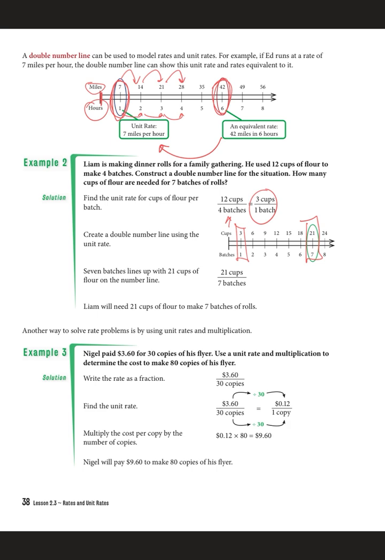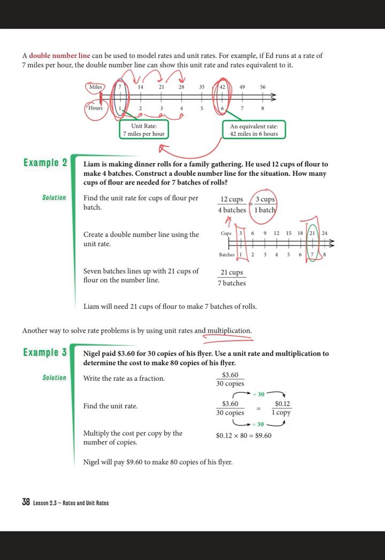Another way to solve rate problems is by using unit rates and multiplication. Me personally, I am more comfortable with multiplication just because it saves time. But if the double number line makes sense to you, you can also use a double number line as well. On example number 3, it says Nigel paid $3.60 for 30 copies of his flyer. Use a unit rate and multiplication to determine the cost to make 80 copies of his flyer.